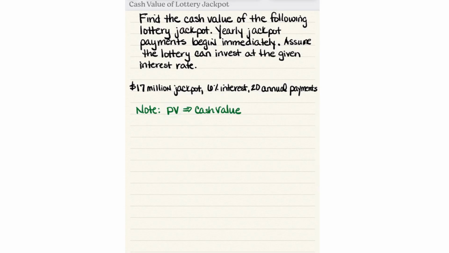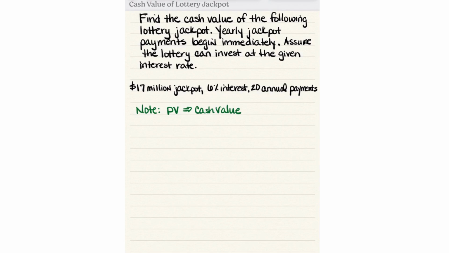Now, if the person chooses the lump sum payment, this present value will also tell them how much the lottery can give them right now as a lump sum payment. This is how much you can get right now, and that would be equivalent to 20 annual payments. Okay, so that's what that is.